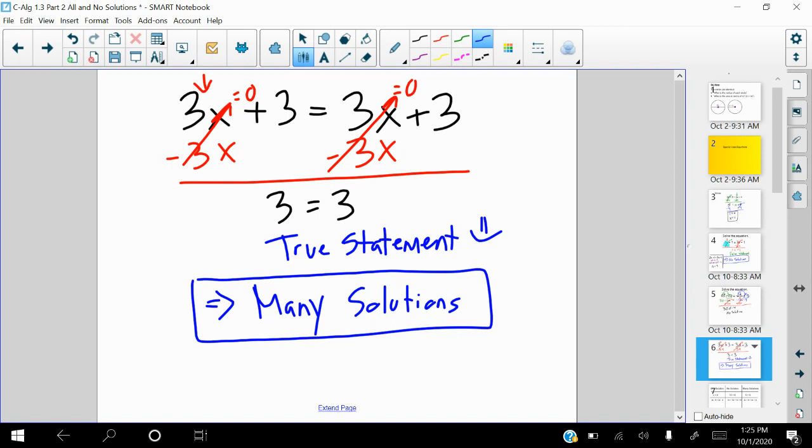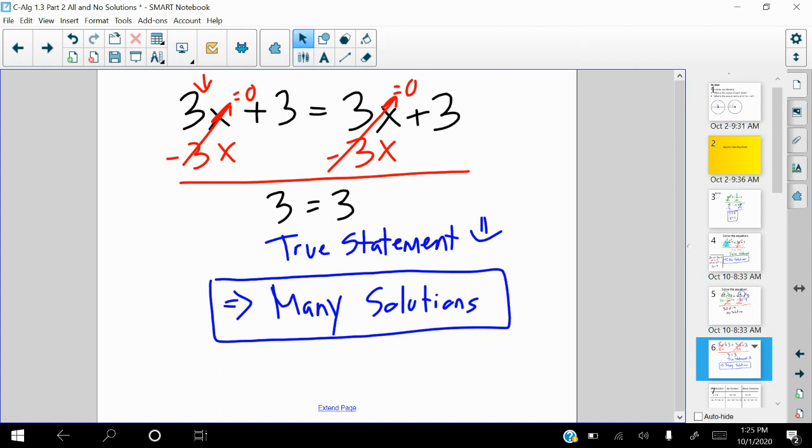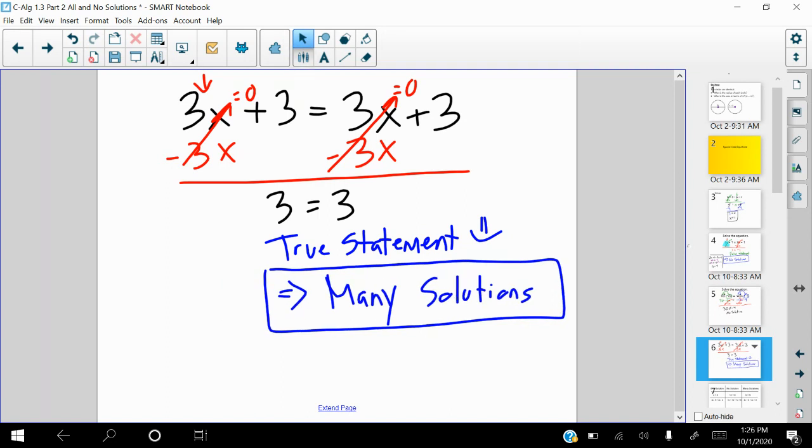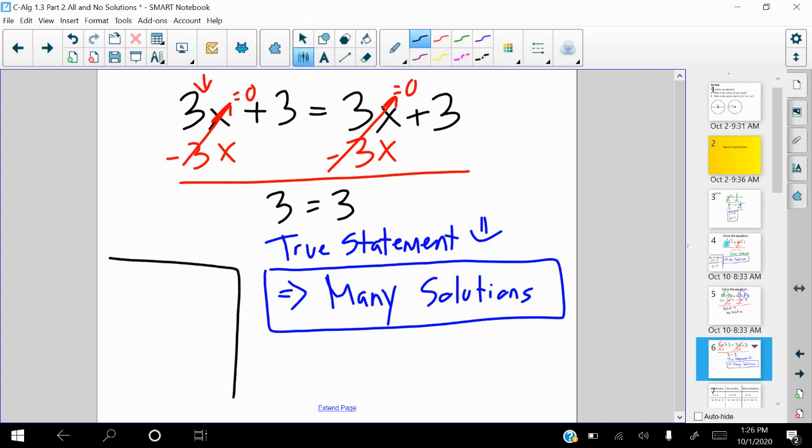Now, you might have some people say it's infinitely many solutions. You might hear all real numbers. For our case, we can just say there's many solutions. And this means that whatever value of x we want to substitute into the equation, it's going to yield a true statement. So let's say we actually did that. Let's say that we tried it out, right? So let's do that. 3x plus 3 is equal to 3x plus 3.